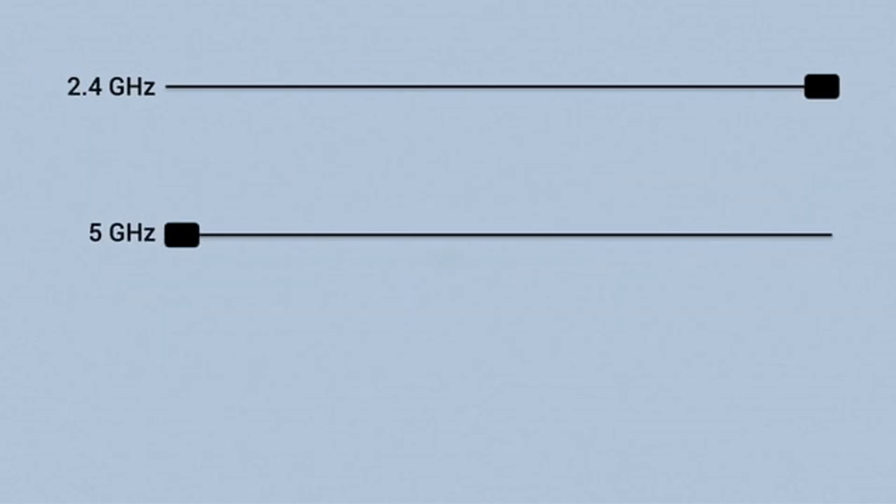Here is the example. Here we have the 2.4 GHz band and 5 GHz band. Now we introduce a 6 GHz bandwidth. So we can transfer the data at a much faster rate.